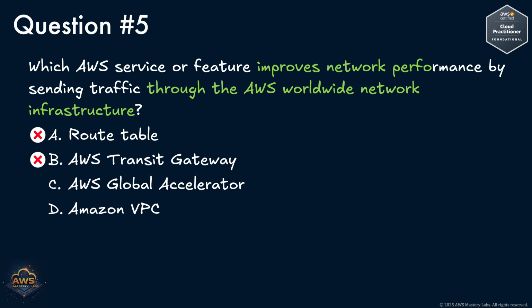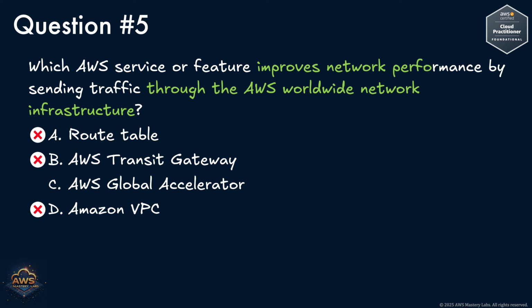Option B, AWS Transit Gateway. Transit Gateway connects multiple VPCs and on-premises networks through a central hub. It simplifies large-scale network architecture by avoiding complex peering meshes. However, its job is aggregation and connectivity, not performance optimization. Transit Gateway doesn't route through AWS's edge locations or global infrastructure to speed up traffic. Incorrect, because it simplifies VPC to VPC networking, but doesn't improve network performance across the globe.